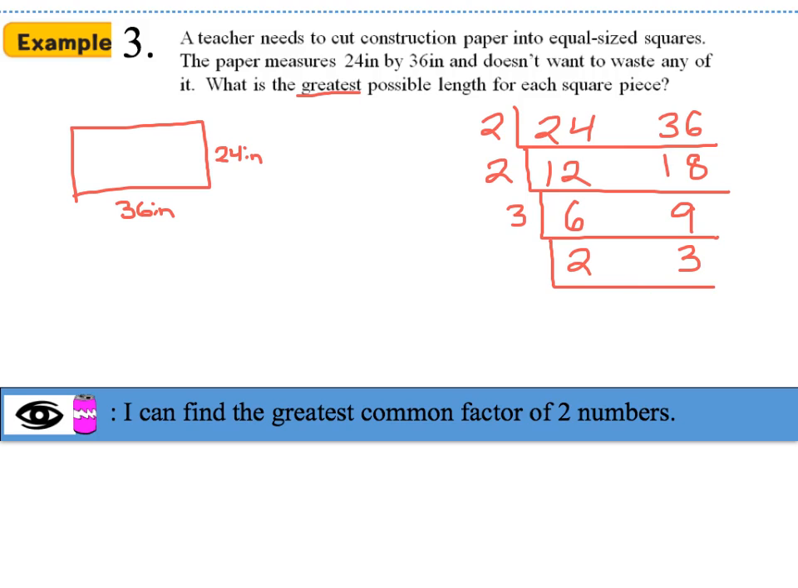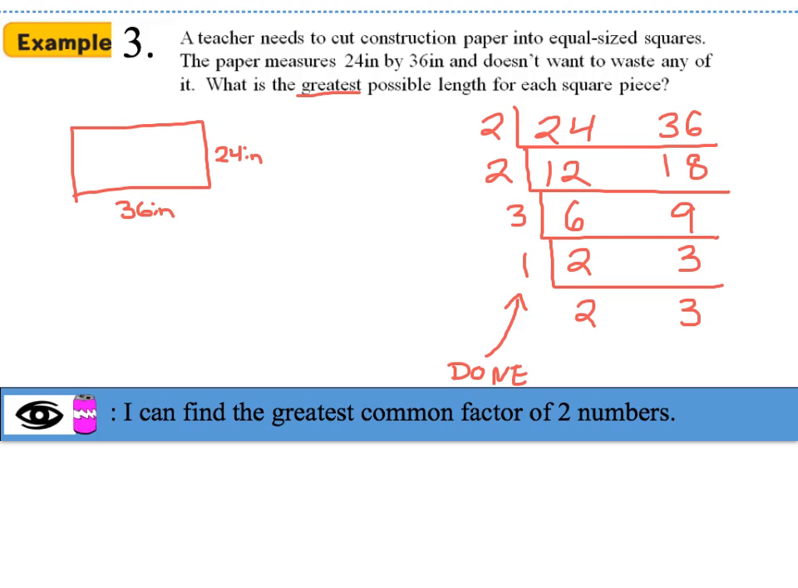Let's add another layer to our ladder. What number goes into 2 and 3 evenly? The only thing I can think of is 1. 1 goes into 2 twice, and 1 goes into 3 three times. Notice we've completed the end of this problem because we have a 1. So we're done with our ladder.